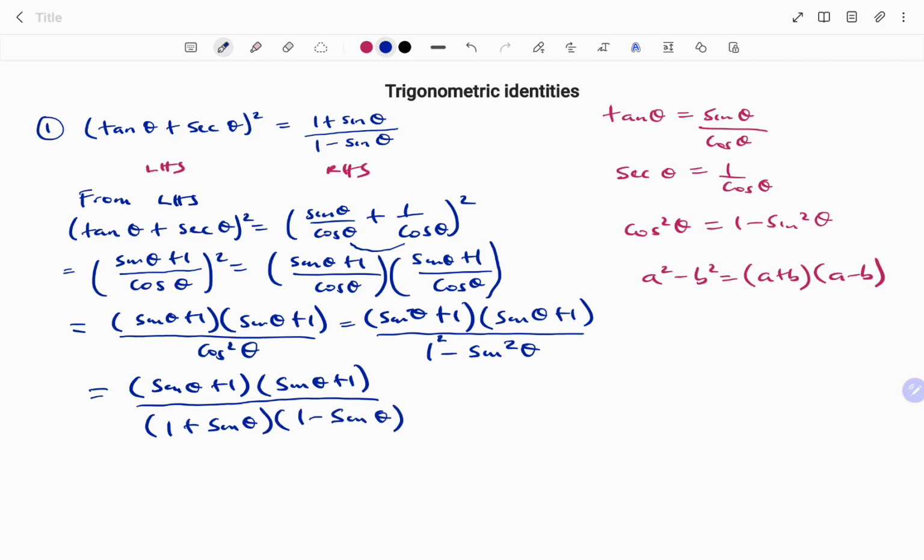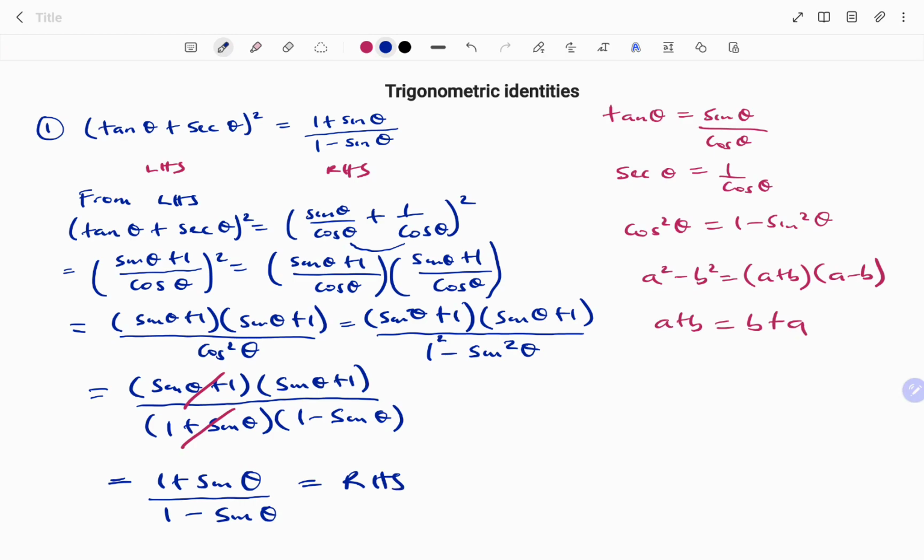This cancels. We know that a plus b is the same as b plus a. So this cancels. We are left with 1 plus sine theta at the top, and at the bottom 1 minus sine theta, which is equal to our right-hand side. So we've been able to prove the identity.